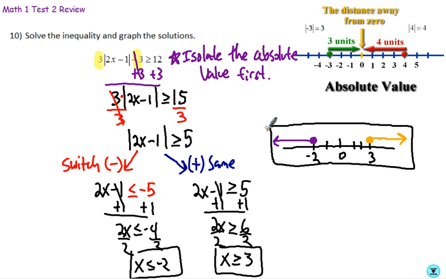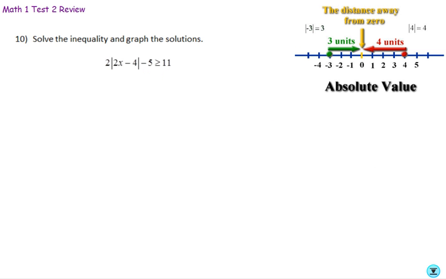All right, so just so you can check your work for number 10, let me give you the answer. For this one, you should get an answer of x less than or equal to negative 2 and x greater than or equal to 3.